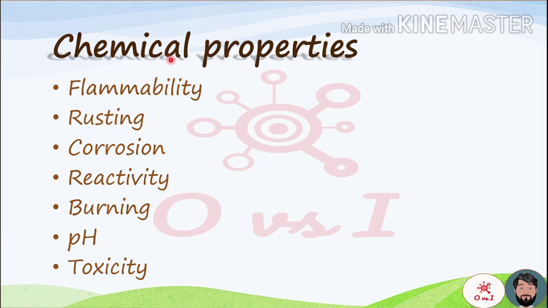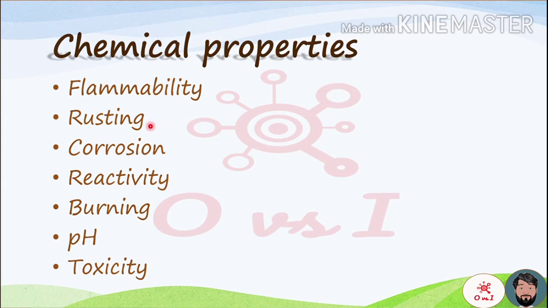Now we come to the chemical properties, what chemical properties are. First of all is the flammability. For example, you have water and you have kerosene. When you put a flame on the water surface, it will not catch fire. But when you put a flame on kerosene, it will catch fire. That's the chemical property of that substance. The other type is rusting.